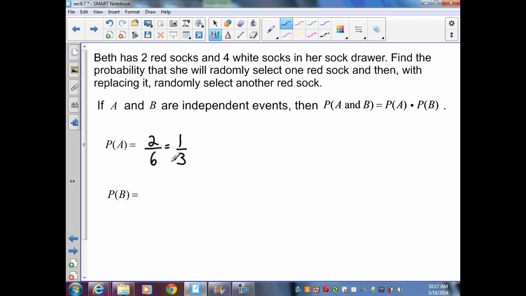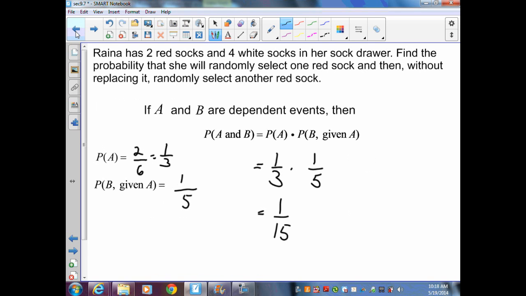Now we're going to replace that red sock, so for the probability of B, pulling a red sock, we still have 6 socks in the drawer, and since we replaced the red sock, there are still 2 available. And that, again, gives me a probability of 1/3. Now the probability of A and B is 1/3 times 1/3, which equals 1/9, which is a significant difference from the dependent events problem.